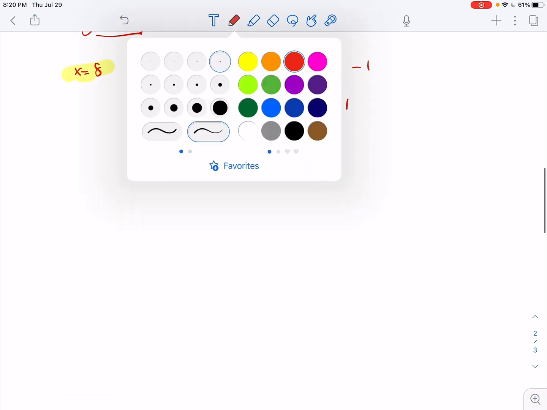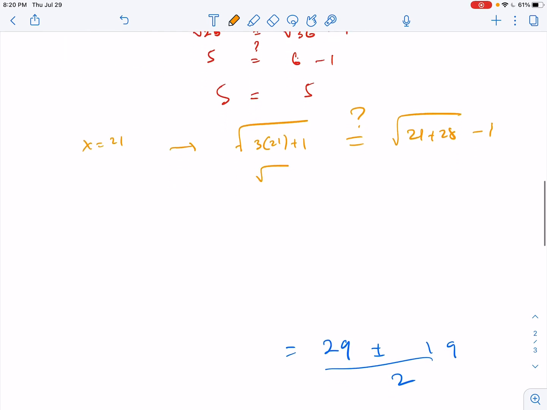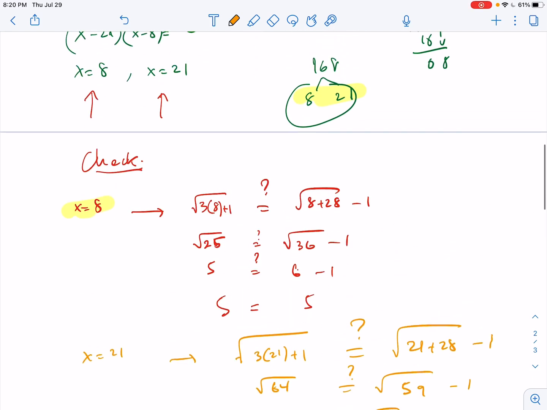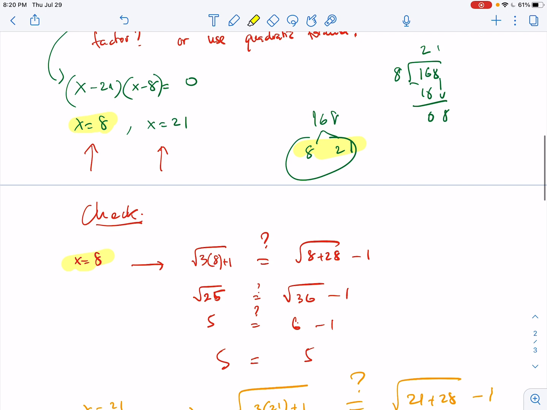Let's try 21. x equals 21. So the square root of 3 times 21 plus 1 is the same thing as the square root of 64, so this is 8. That's not the same thing as the square root of 21 plus 28, which is the square root of 49, minus 1. Wait, the square root of 59 minus 1 is not an even number. So I think the only answer we have is x equals 8.